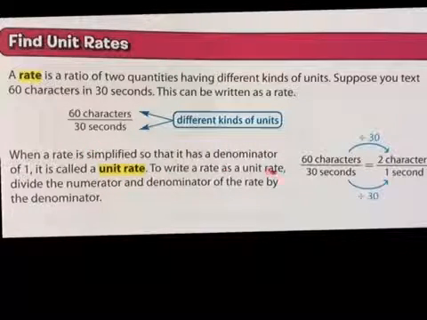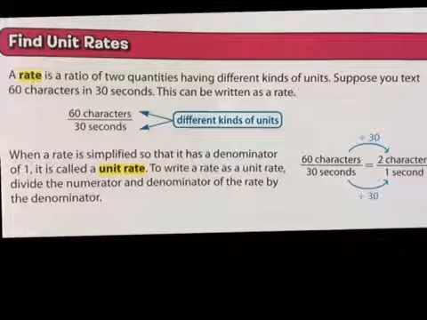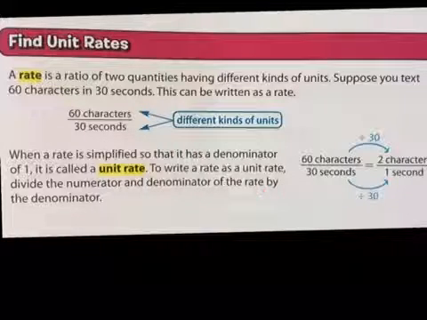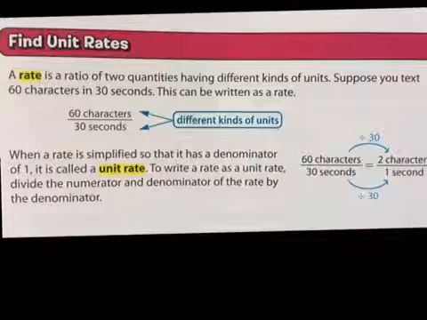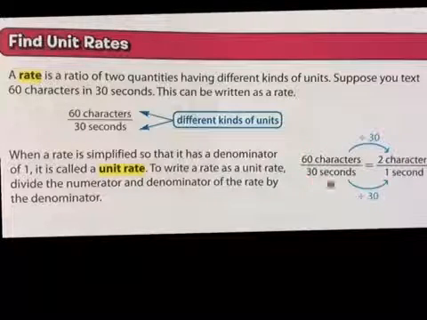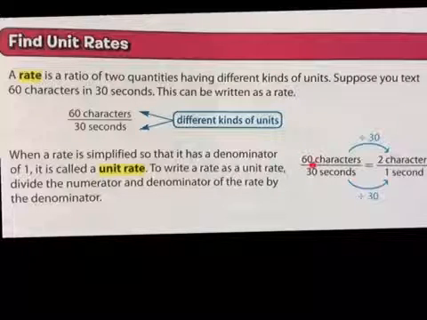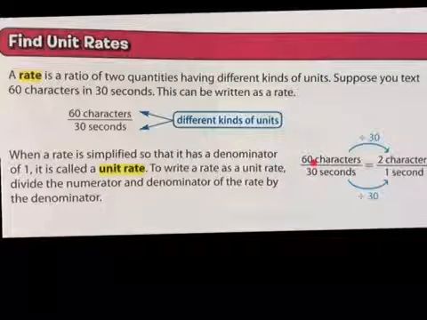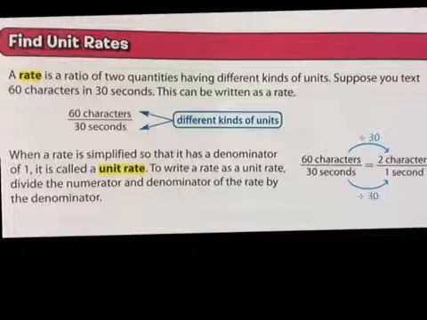To write a rate as a unit rate, divide the numerator by the denominator. Sorry about that, couldn't see that word. So, as they're saying, bring the denominator down to 1. Really you're trying to see how you're dividing the numerator by the denominator, and when we divide 60 divided by 30, we get 2 up here and 1 at the bottom. As you can see, 2 characters per second.